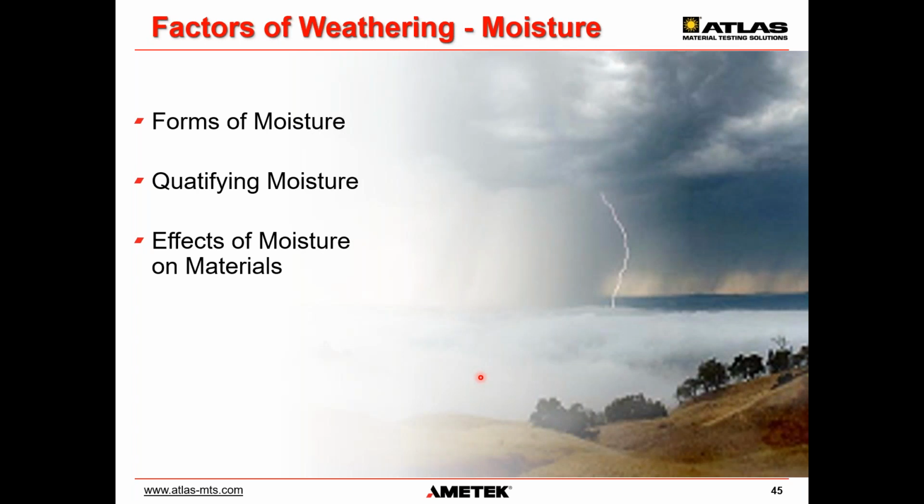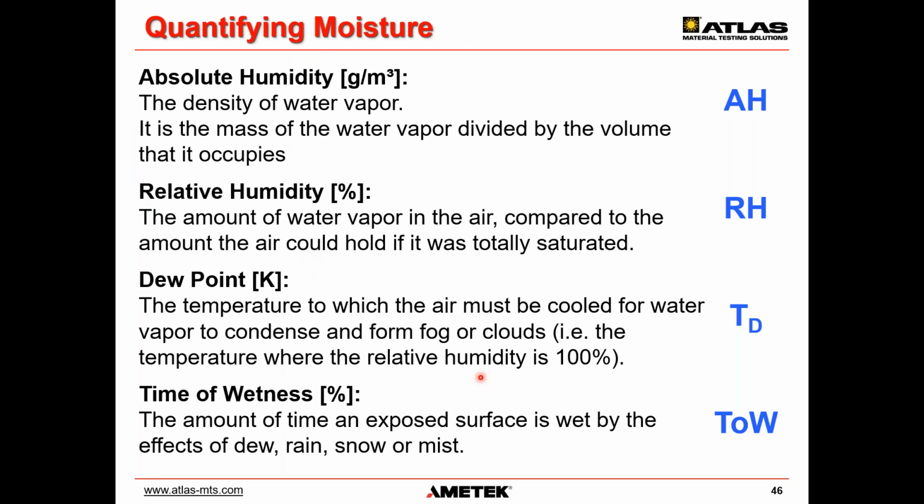This brings me to the last and the shortest weathering factor, moisture. We will briefly look at how it is quantified here and effects of moisture on materials. So typically to quantify moisture, to give you some expressions here, some terms, there is the absolute humidity. It's not so commonly used. That's the density of water vapor in air, so in grams per cubic meter. What you more commonly see is the relative humidity, the amount of water in the air.